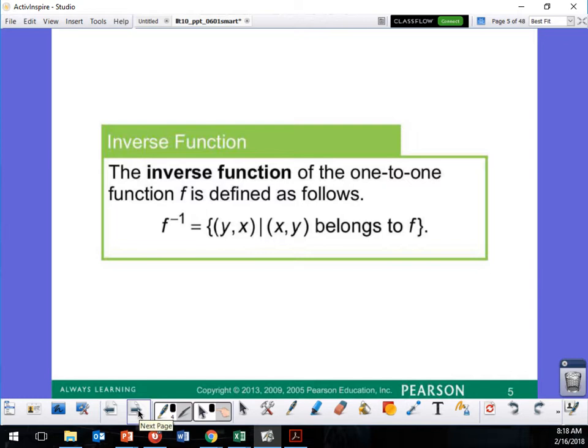Isn't it called something else? Or it's one-to-one. All right.